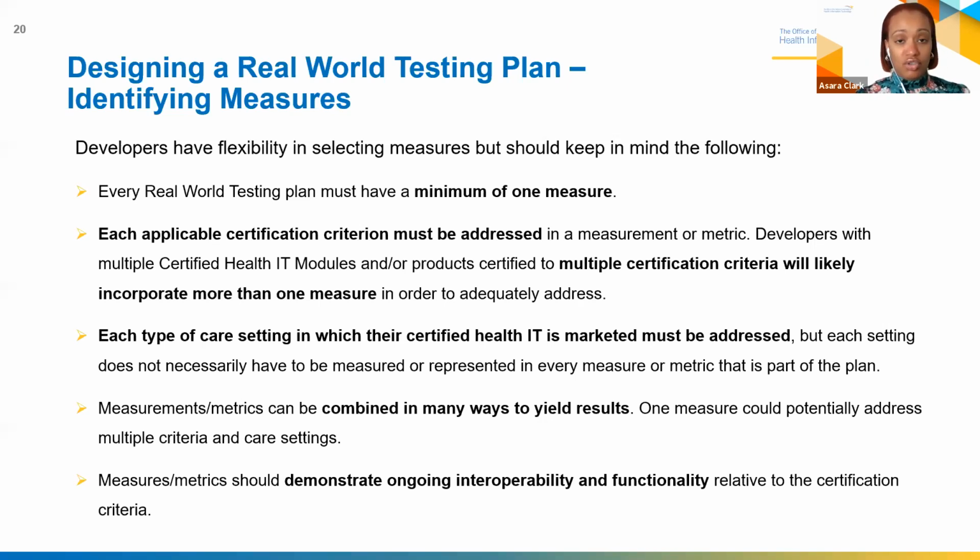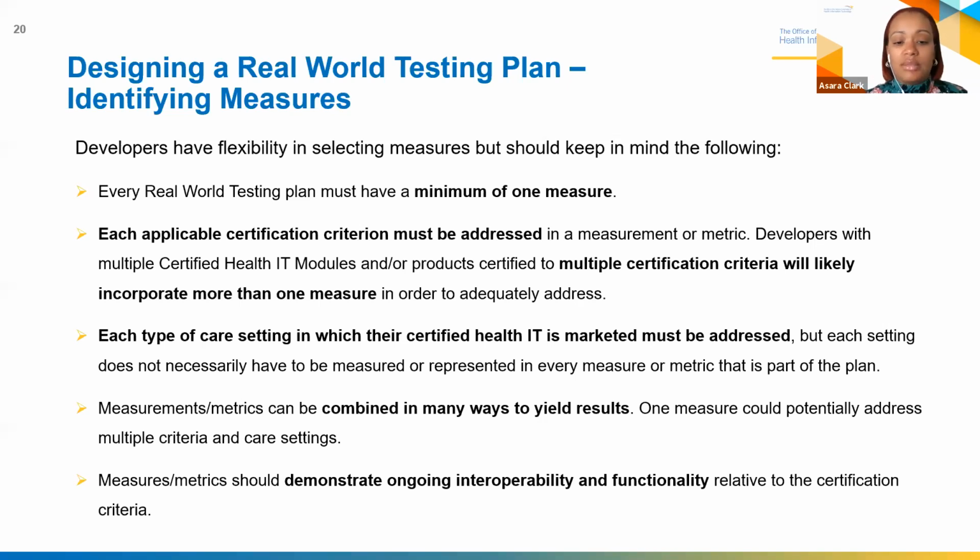So you don't have to conduct real-world testing in each care setting, but each care setting type. So keep that in mind when you're identifying measures that you'd like to use. Measurements and metrics can be combined in many ways to yield results. So again, one measure could potentially address multiple criteria and/or care setting types.